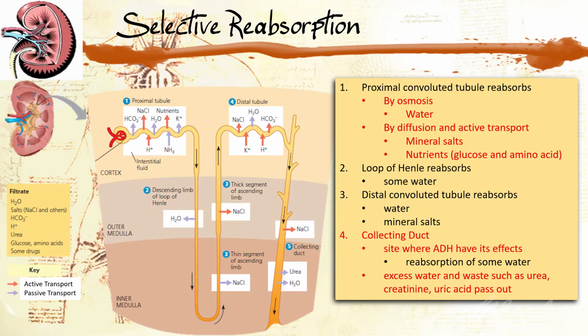So this is the process of selective reabsorption. Things that we want, we absorb back. Things that we do not want, such as our urea, will be passed out from our collecting duct.